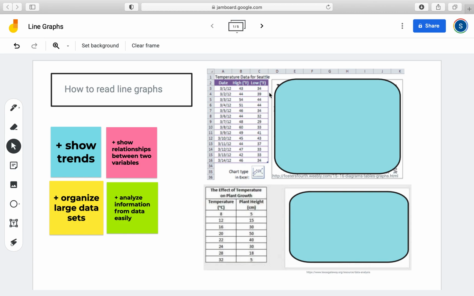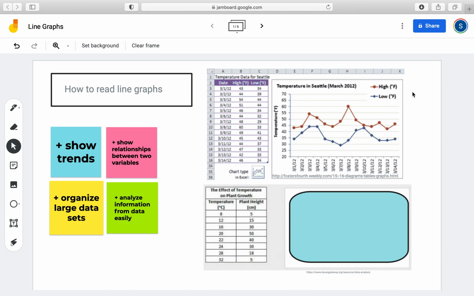For example, here we have a data set for temperature data for Seattle, and you have the date, the highs in degrees Fahrenheit, and the lows in degrees Fahrenheit. So this table does not really give us a visual of what the data is showing us. We would have to look at every single value for each of the dates and take some time to analyze trends. But if you can graph it, then it looks like this.